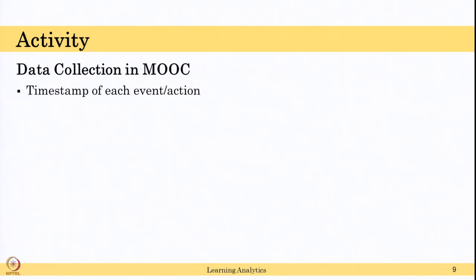The basic and very important data in a learning environment, be it a classroom or MOOC or any other type, you have to understand the important data is the timestamp. In a classroom, it is not possible to record the timestamp at a very accurate level, but at least the date, time, and class section is good. But in an online environment like a MOOC, we should record the timestamp of each action or each activity the student does in the MOOC.